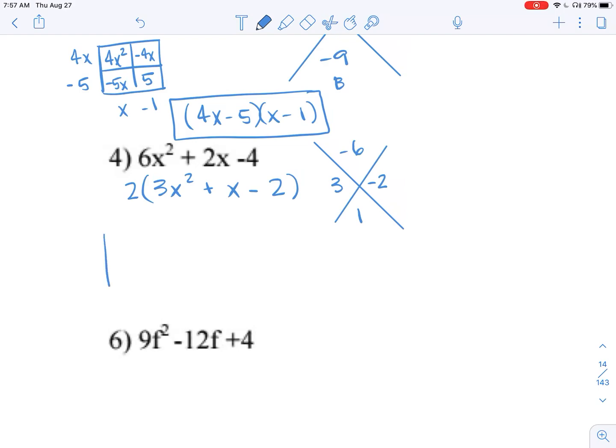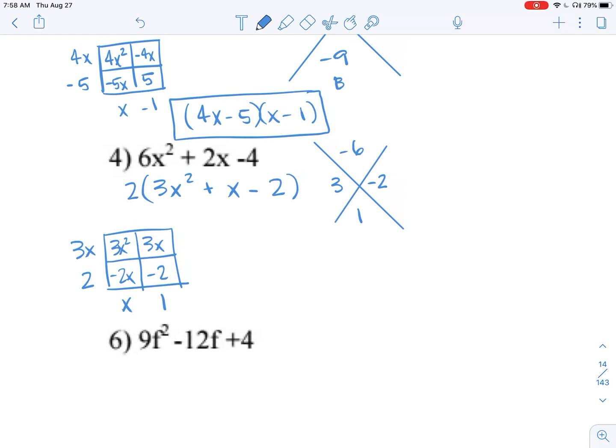So if we break that apart, again, I'm going to ignore that 2 that I took out at the beginning just for now. 3x squared. And a negative 2, and I'm going to split that x into 3x and negative 2x. So look left. Notice I'm still just waiting on my signs. My leading coefficient is positive, so 3x and x are going to stay that way.